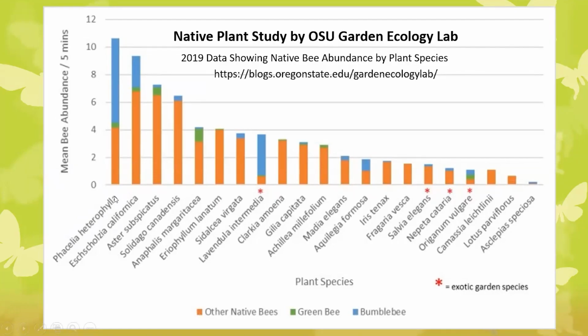Phacelia, I'm sorry, it does not have a common name, is the clear winner, attracting bumblebees, some green bees, and many other native bees. The second one has a nice common name, California poppy. The third one is Douglas aster. The next one is goldenrod. And number 5 is pearl everlasting. It also goes by pearly everlasting.